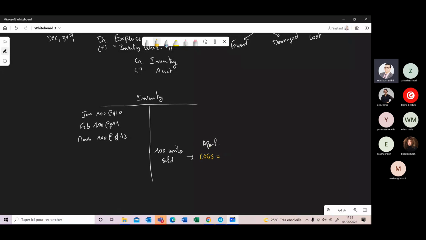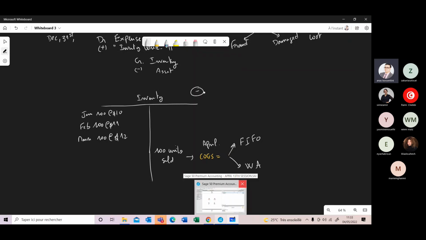It's based on what? Cost flow assumptions. Are you using first in, first out? Are you using the weighted average? The software gave me the cost per unit when we did the credit of the inventory, when it comes to the inventory adjustment or inventory write off. How did the software know the cost? Based on the method that we are applying.